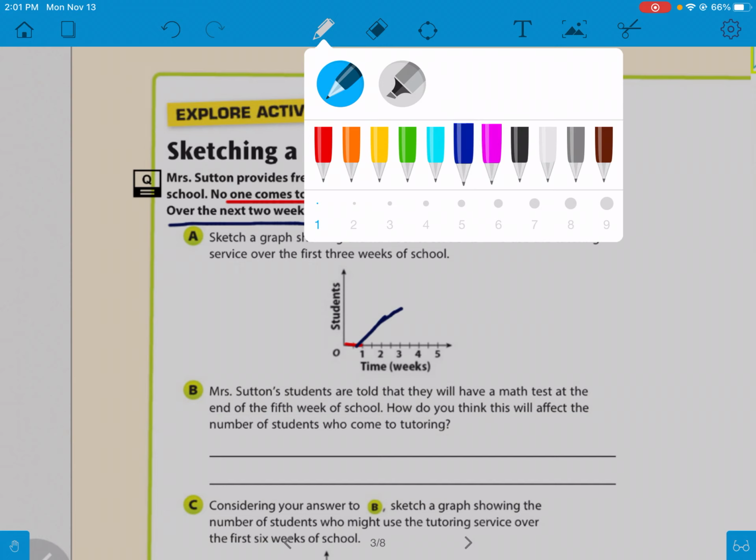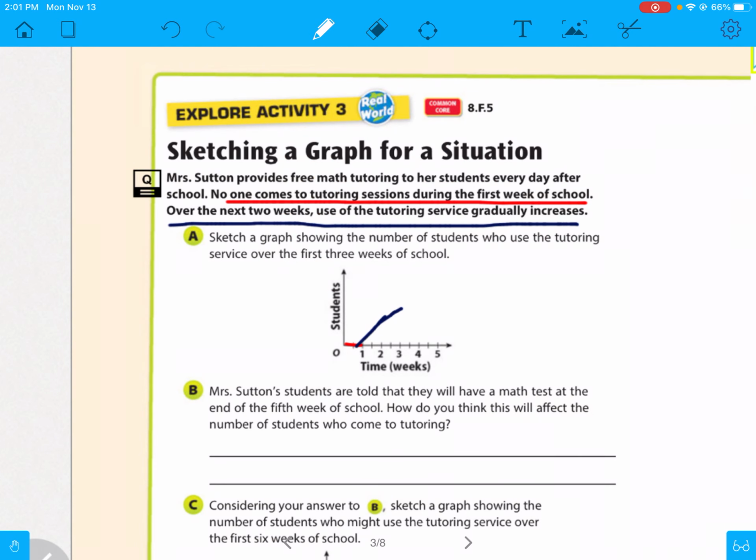Now for the next one, Mrs. Sutton's students are told that they will have a math test at the end of the 5th week at school. How do you think this will affect the number of students who come to tutoring? I would say more will show up because they're going to review for the quiz.